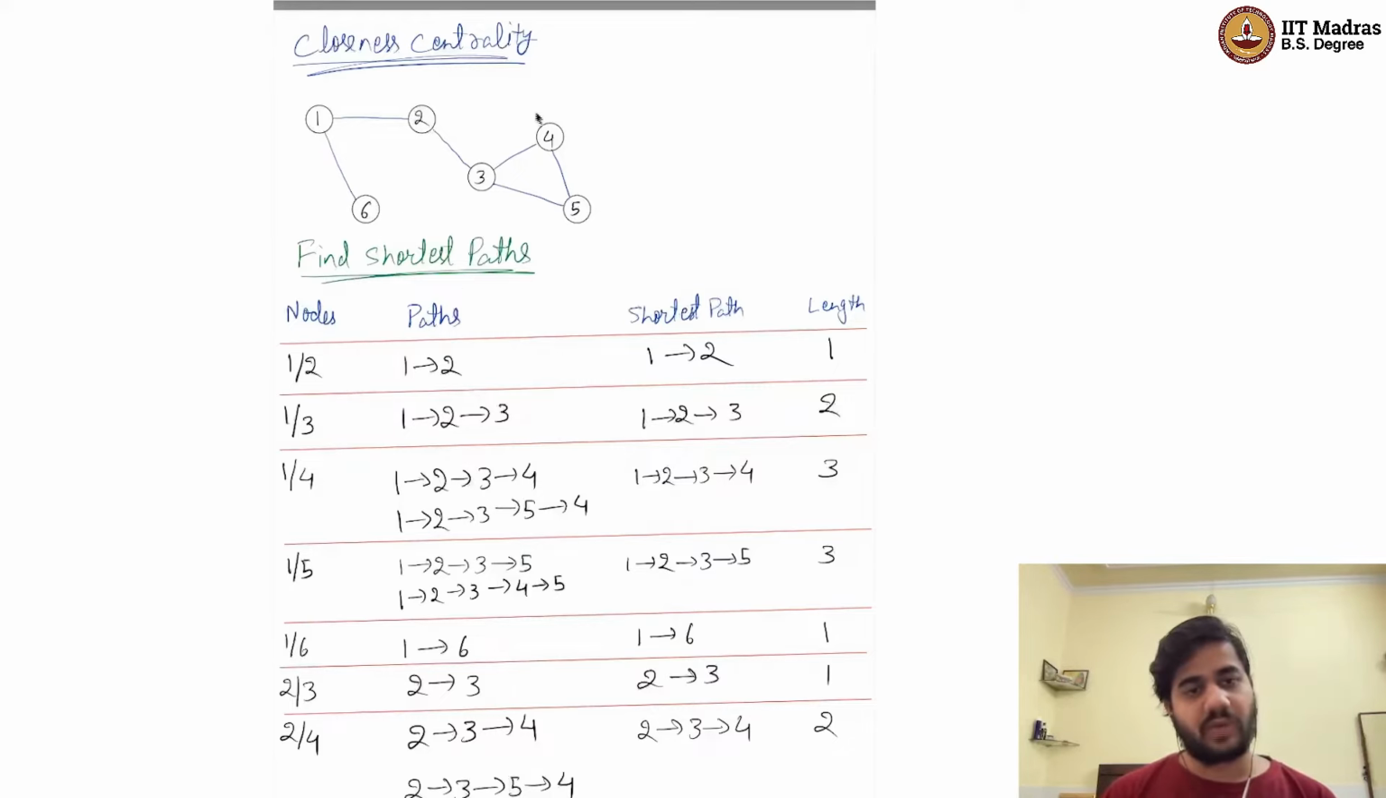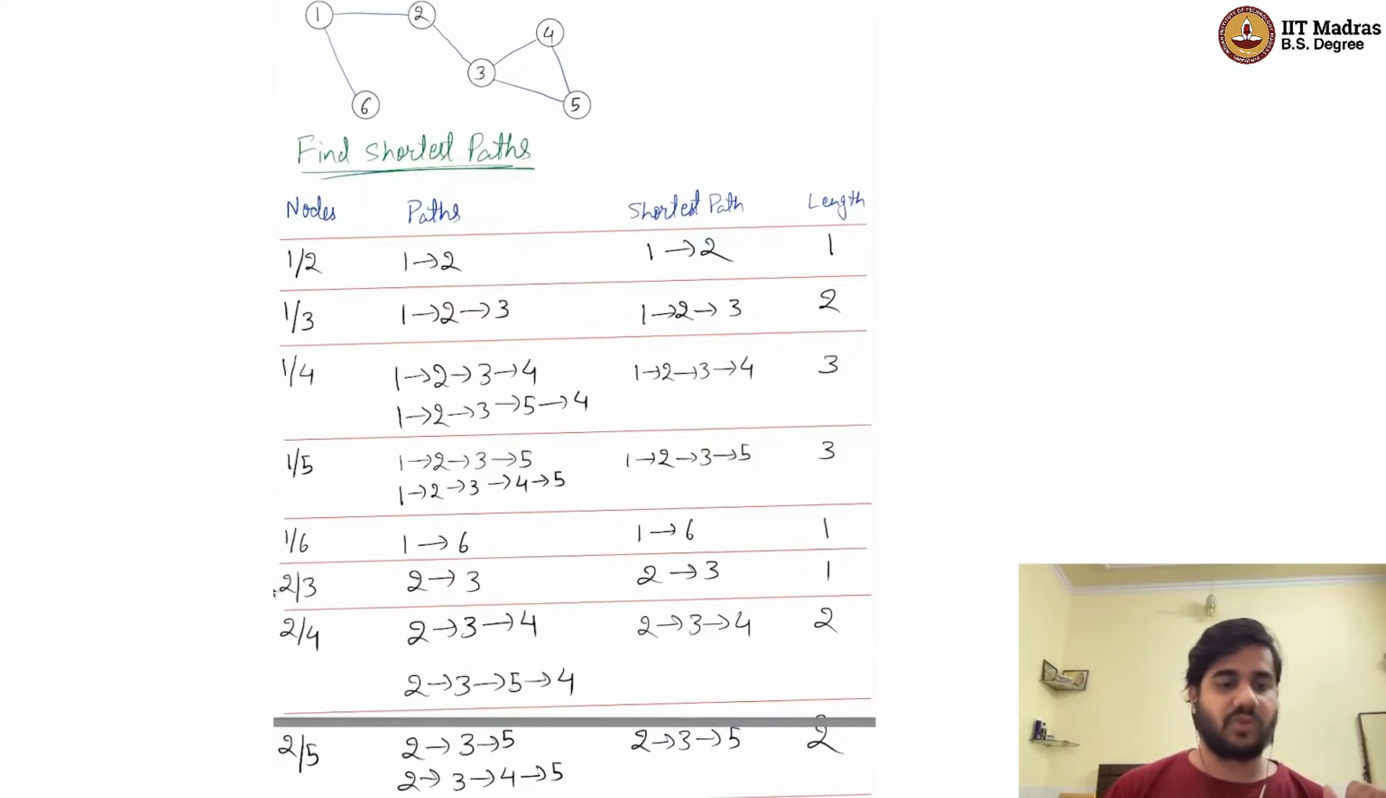Now when you want to go from 1 to 4, there are actually two different paths you can take. You can go 1 to 2, 2 to 3 and then 3 to 4. Or you can take 1 to 2, 2 to 3, 3 to 5 and 5 to 4. Of course, the first one, which is 1, 2, 3, 4, is the shorter one. So the length is 3. In the same manner, I find 1, 5 and 1, 6 also. Now you find 2, 3.